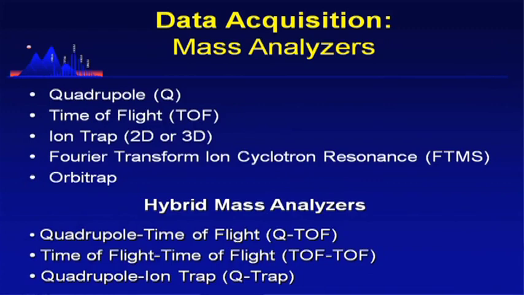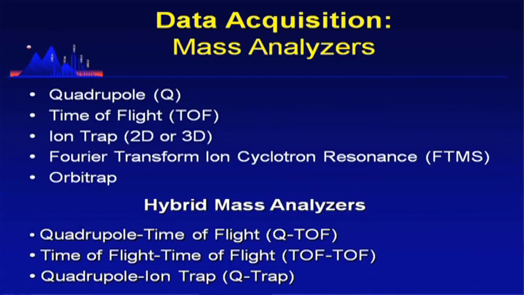Okay, so there are lots of types of mass analyzers. Some examples here: quadrupole, time of flight, which is called a TOF, an ion trap, FTMS, a new type of mass analyzer, which is called an orbitrap. See, I do it too. I call them mass specs because you name them based on their mass analyzers.